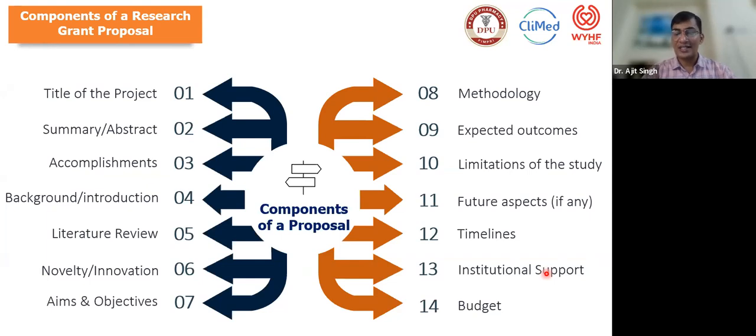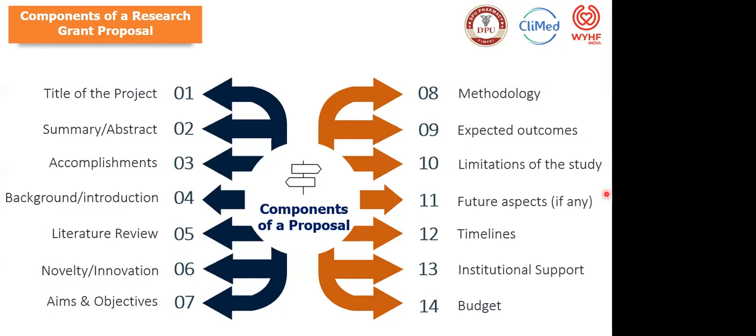These research grant proposal components I have taken from ICMR, NIH, mixed. I have made these 14 top components from DST, DBT, CSIR, ICMR, and NIH. These are almost the mandatory parts of a research proposal. Okay, so next.